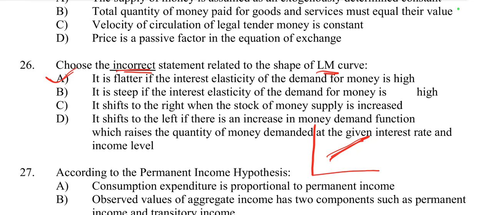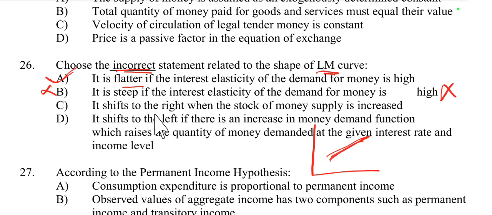Conversely, the LM curve is steeper when the interest elasticity of money demand is low, meaning when money demand is less responsive to changes in interest. Then the second option: it is steep if the interest elasticity of demand for money is high. No, it is flat. We have discussed that it is flatter when money demand is more responsive. So option B is incorrect.